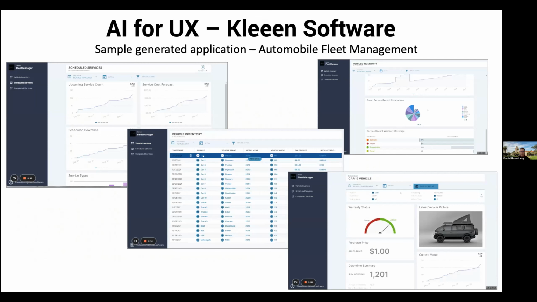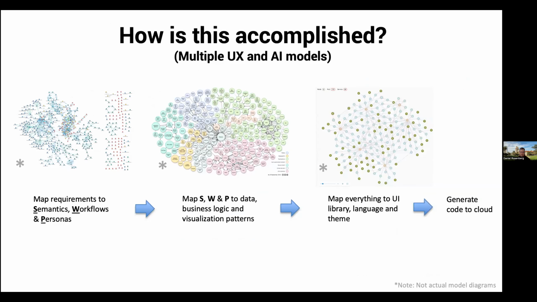This is a completely AI-generated user experience, fully functional. This is a use case for vehicle fleet management. So it's not a super complicated case like the Genomics example, but by specifying the requirements for this system, the AI created this working prototype and wrote the code and put it in the GitHub.